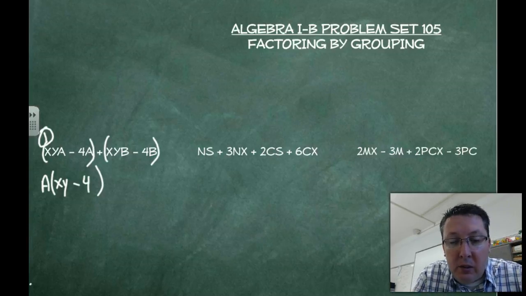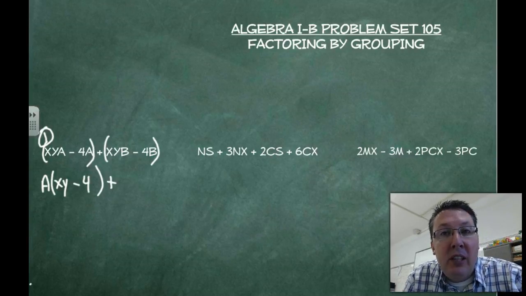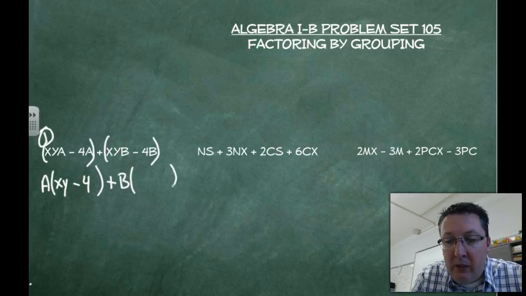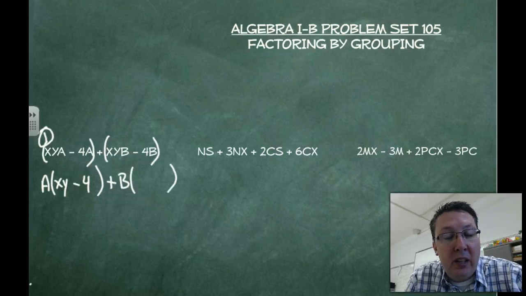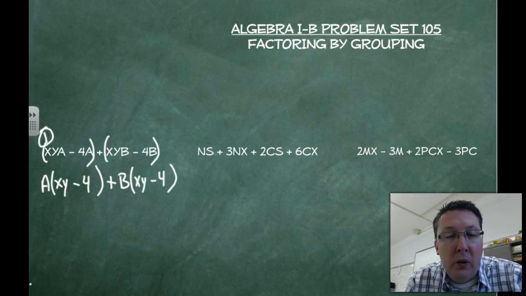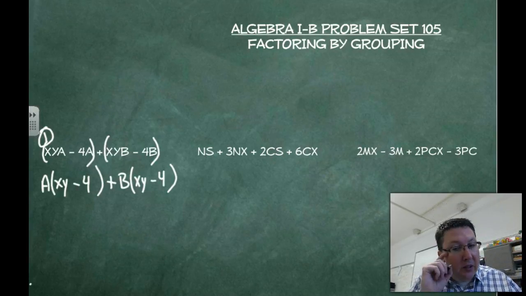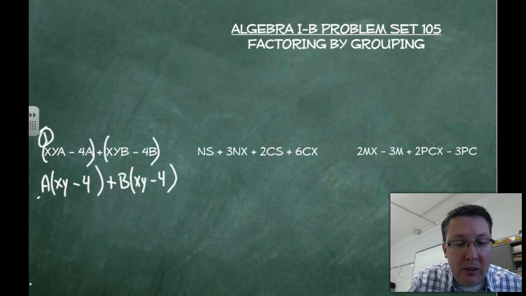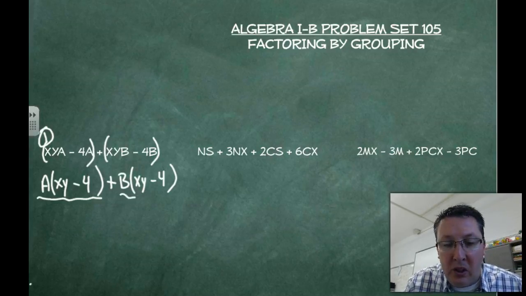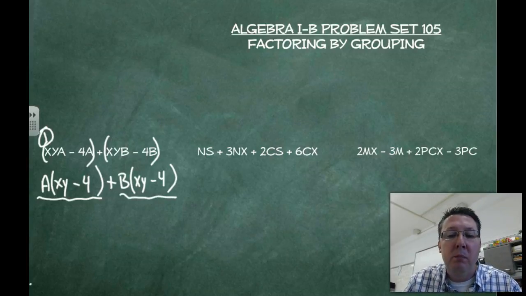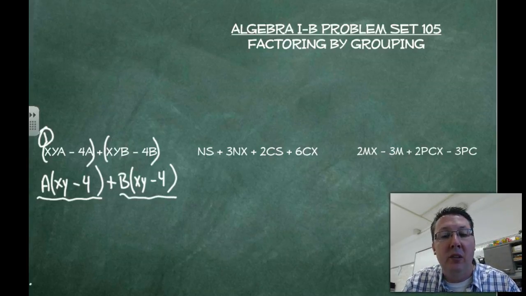Then, in the second group, again, I have that plus sign in between. What do these two have in common? Well, you should notice they both have a B. And when I factor out that B, I look at what's left. I'm left with an xy minus 4. Okay? So you should start to see something here. That plus sign separates this into really two big terms. The A times xy minus 4 is one term, B times xy minus 4 is a second term.